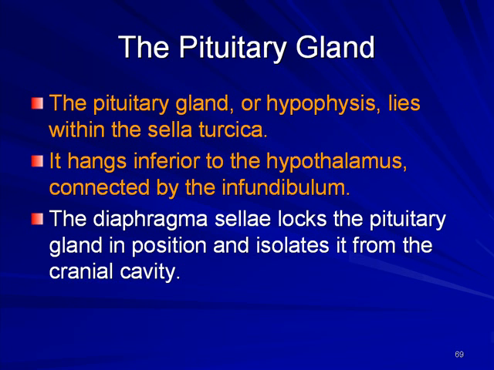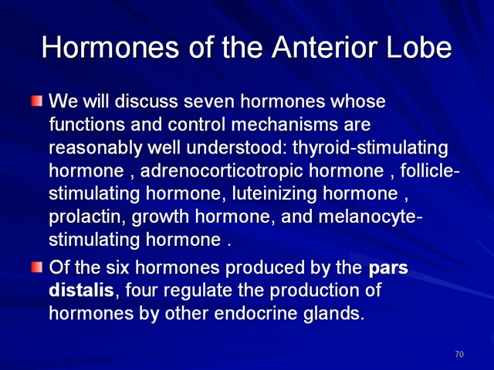The sella turcica, which is a portion of the bony structure where the pituitary gland will sit, in a little seat inside the skull, isolates it from the rest of the cranial cavity. Now, hormones are produced from different portions of the pituitary gland, anterior pituitary gland, posterior pituitary gland. There are primary hormones that you just need to be familiar with.